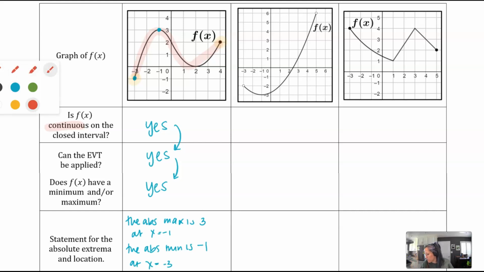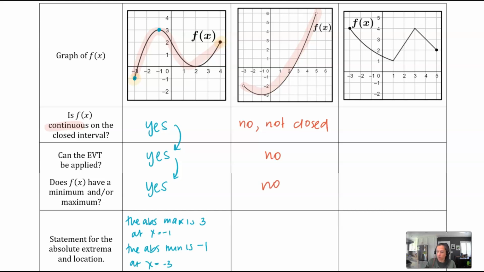All right, let's keep going. Let's do the next graph. So continuous, closed? No, this is not closed. It doesn't have our filled in circles at the ends. So we cannot apply the EVT, and it doesn't have a max or min. Well, doesn't have a max, right? But can't apply that. No, does have a min. All right, so we could at least make that statement. Our minimum value happens here. The maximum we never will reach. It goes really, really close to that open circle, but never gets there.